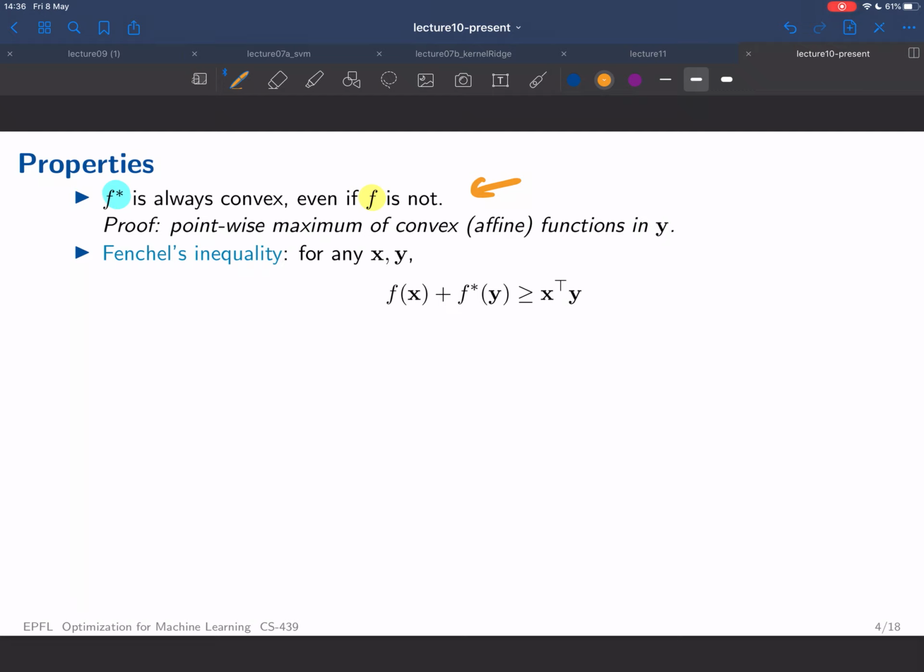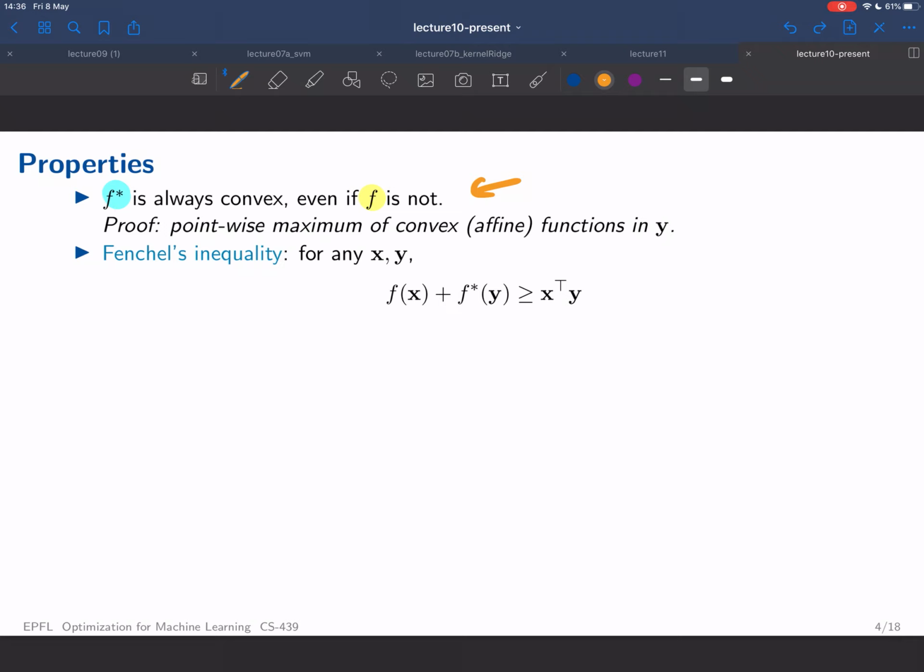This is interesting, and that's what we have written here on the first line. You can see it written down, what I just said: because the maximum of affine or linear functions is convex. That's one thing to keep in mind. It's going to be very useful.